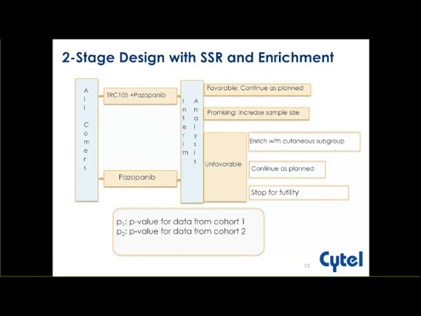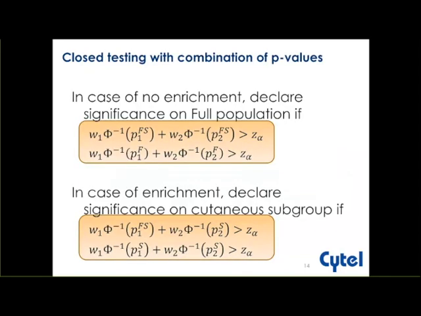So the closed testing uses, obviously, a combination function and a condition on the combination function, whether we are actually in the case of no enrichment or whether we are in the case of enrichment. So these particular designs are available in East 6.5 for time-to-event endpoints.